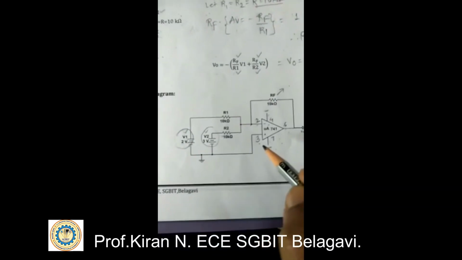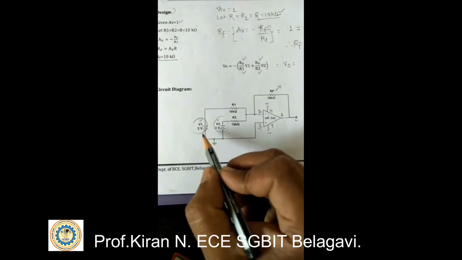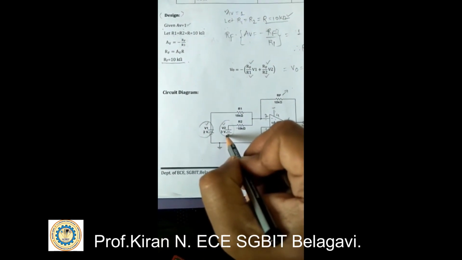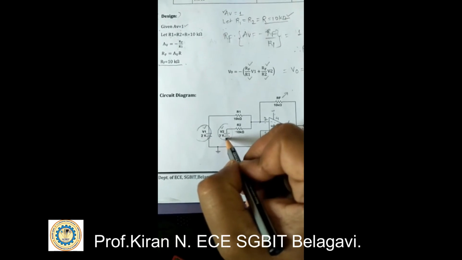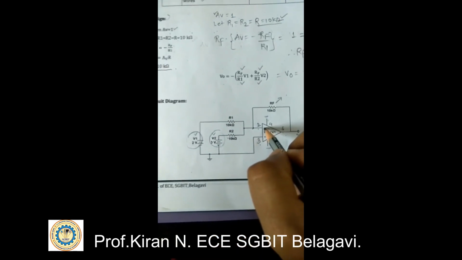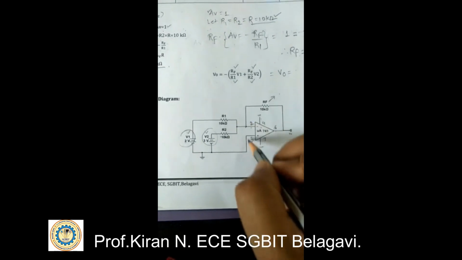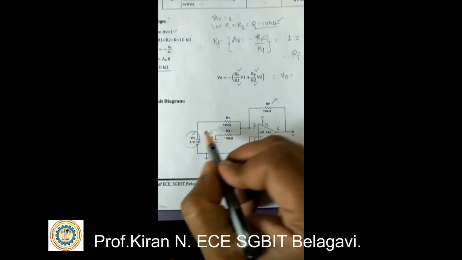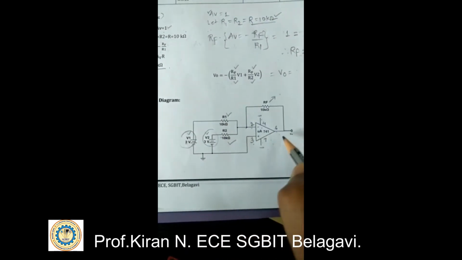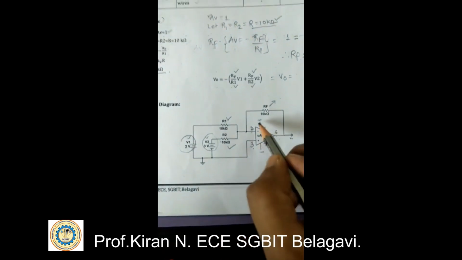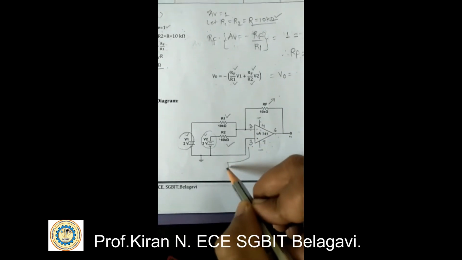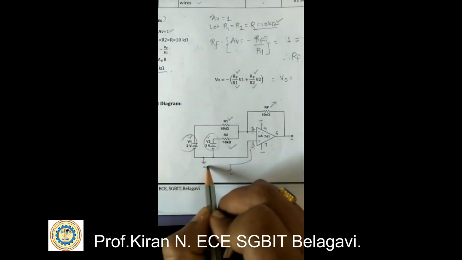Now let us move on to the circuit diagram. These are the two voltages, V1 and V2. These two voltages are fed to the inverting terminal of the op amp, that is pin number 2. These two voltages are connected through the resistors R1 and R2. The non-inverting terminal, that is pin number 3, is grounded here. You can see it is grounded.